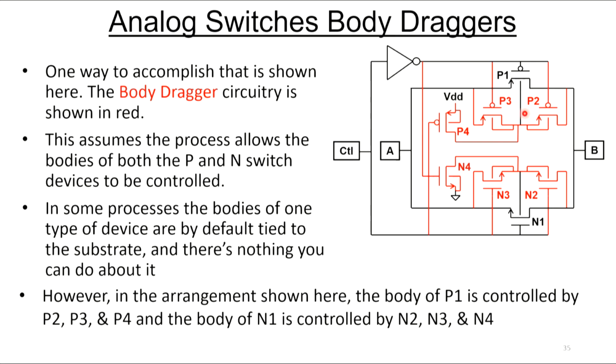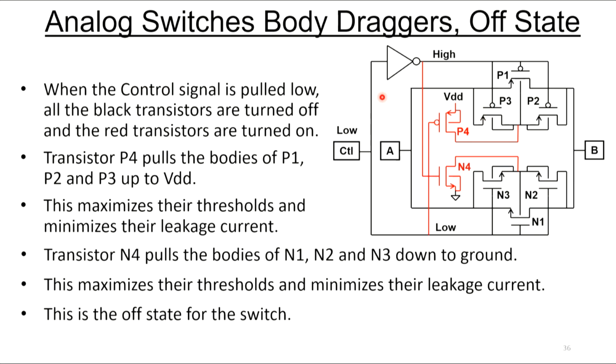They control the body of the PMOS device here. And then we've added a couple of transistors down here, N2 through N4. They control the body of the NMOS device. When the control signal is pulled low, all the black transistors are turned off and the red transistors are turned on. Let's take a look at P4 here.